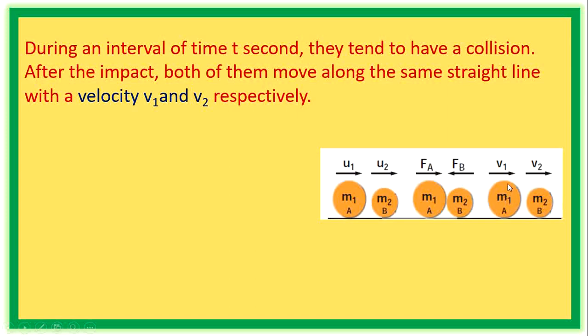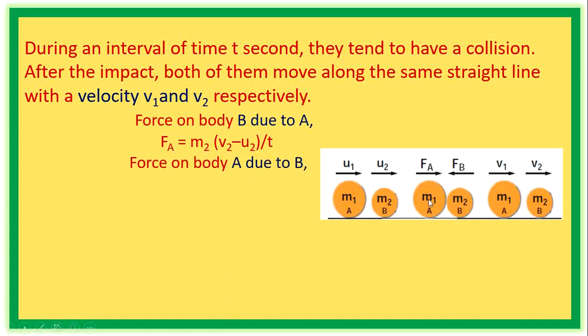Now, here the velocities change to v1 and v2. That is, body A has velocity v1 and body B has velocity v2. So, here the force on body B due to A, Fa, is equal to m2 (v2 minus u2) by t. The force on body B due to A, that is, body A produces a force on body B. So, the force is Fa. Here, what is the mass of the second body? m2, and the change in velocity is v2 minus u2, divided by t.